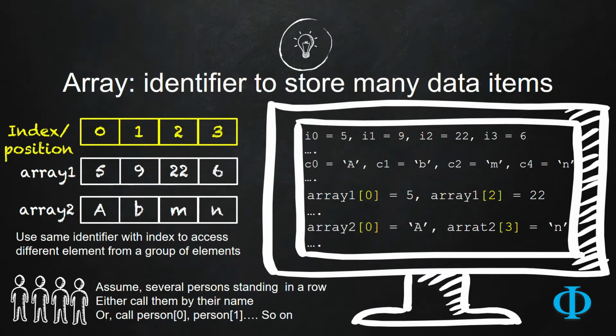A lot of time while writing a program, you may need to store more than one data item under the same identifier name. It is a very important concept, and when you store many data items under the same identifier name, that identifier is called an array type identifier.